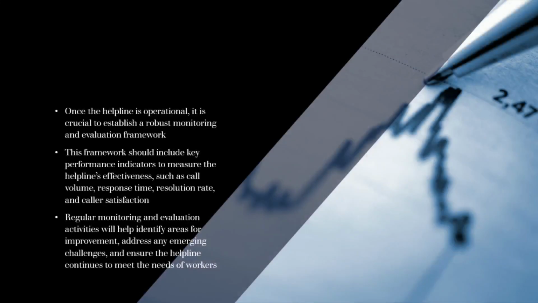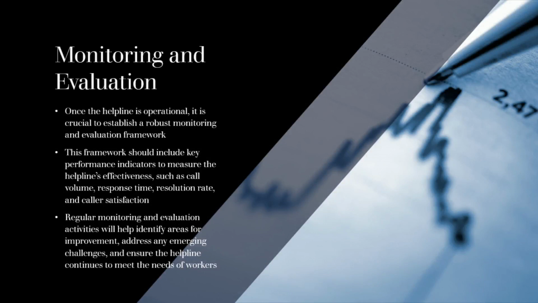Once the helpline is operational, it is crucial to establish a robust monitoring and evaluation framework. This framework should include key performance indicators, KPIs, to measure the helpline's effectiveness, such as call volume, response time, resolution rate, and caller satisfaction. Regular monitoring and evaluation activities will help identify areas for improvement, address any emerging challenges, and ensure the helpline continues to meet the needs of workers.